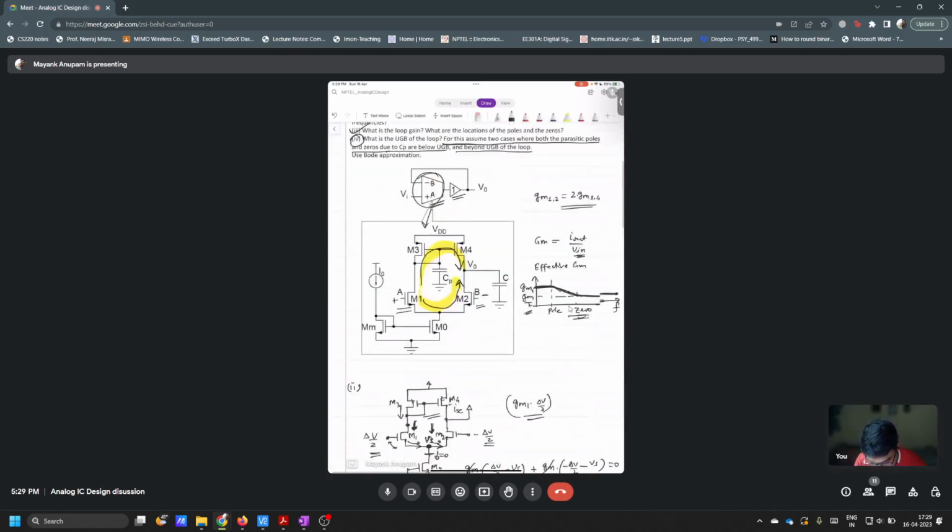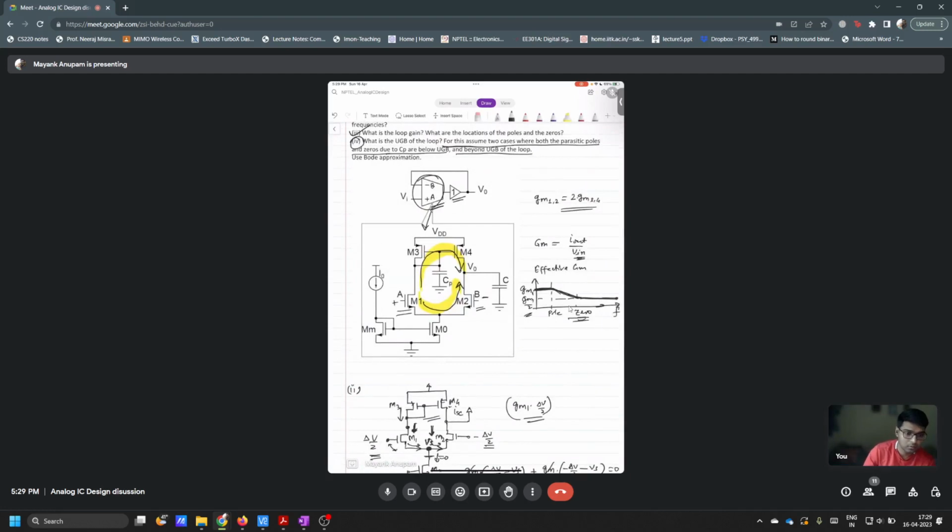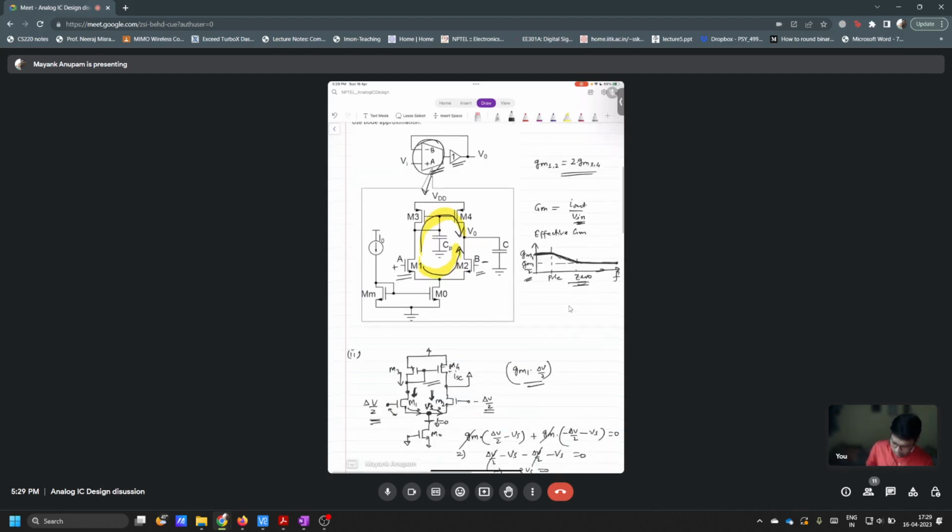Hello, sir. Yes. In this case, is there any intuitive way to find out the zero, the exact value of the zero? Yeah. If you directly want to find the zero, you can see that the zero is because of two paths, right? Two different paths. So there is this path here, and then there is this path. And you know that at zero frequency the output will be grounded, isn't it? This output will be 0, correct?